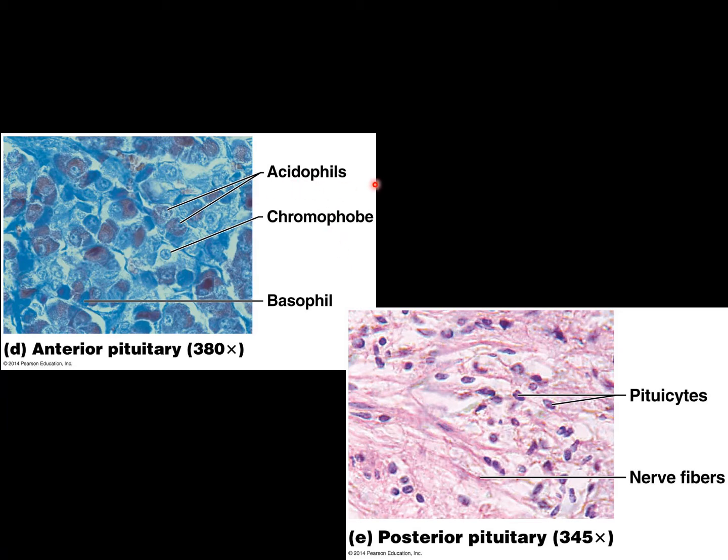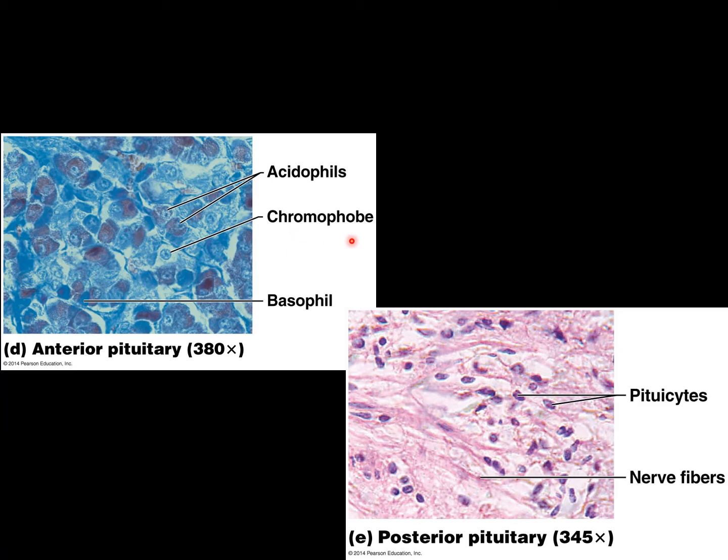The acidophils produce the non-tropic hormones that are produced by the anterior pituitary. Can you name those non-tropic hormones? They are growth hormone and prolactin. The basophils produce the tropic hormones that are produced by the anterior pituitary. The gonadotropins, FSH and LH, and the additional tropic hormones, ACTH and TSH.